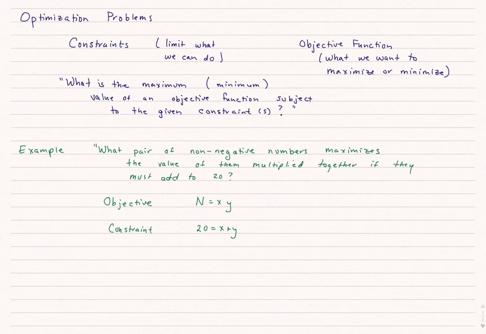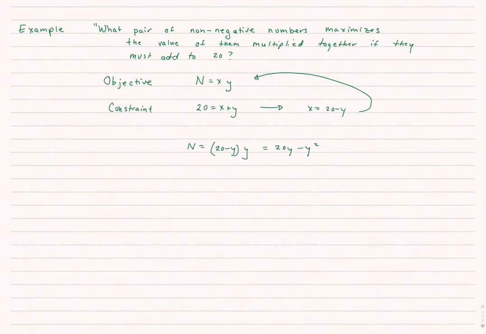Well, I've got two different variables, and I've got two different equations. So let me first take my constraint and solve it for x. x is equal to 20 minus y. I'm now going to take that and plug it into my objective function. This works out to be 20 minus y times y, or 20y minus y squared. I only care about y in this case because I'm down to a single variable. I know y has to go between 0 and 20 because it's non-negative, and the two numbers must add to 20. So I have my interval.